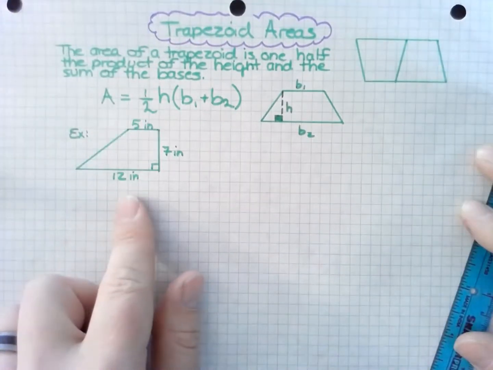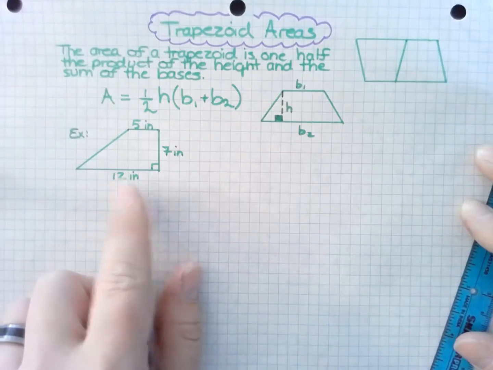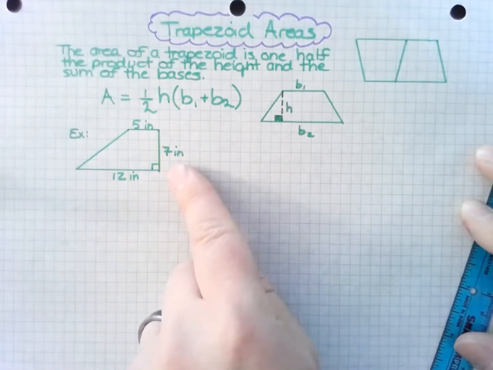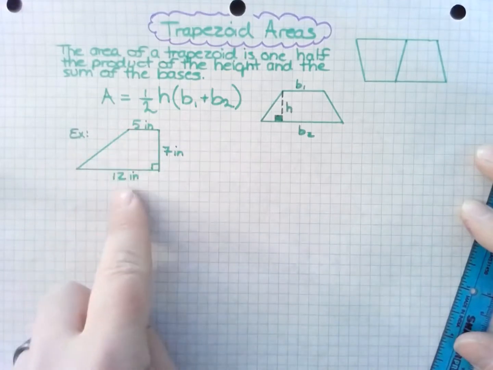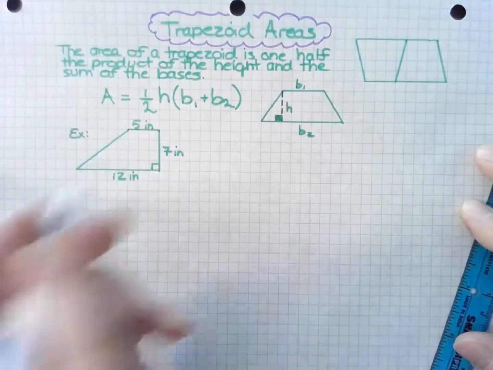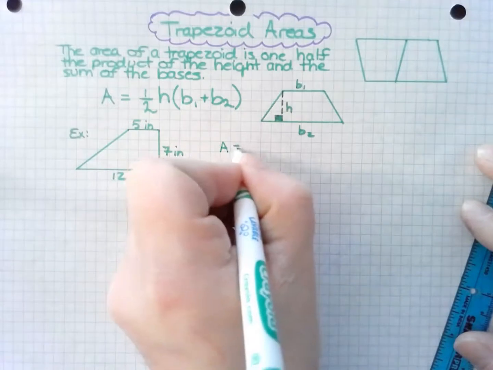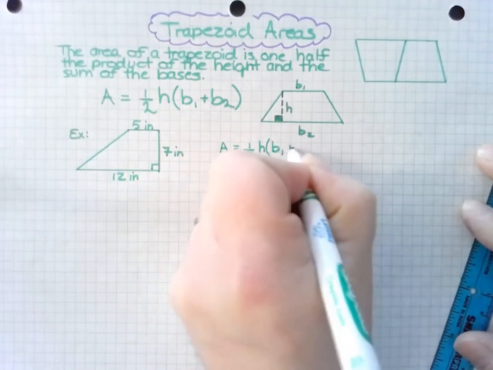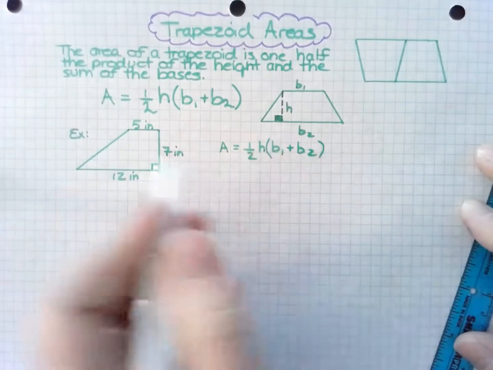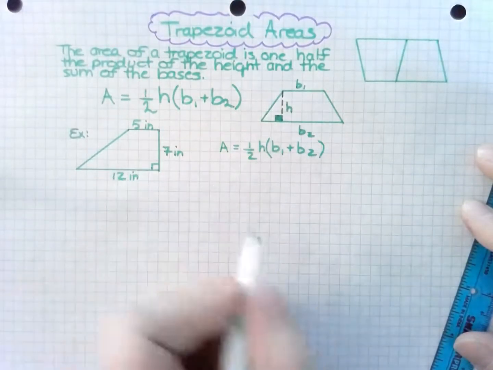For this example, we have a right trapezoid. We need to find the area. I see a height here that's vertical to the bottom base, and I see two bases that are parallel from each other. So I want to set up my equation. Area is equal to 1/2 the height times both bases added together. So I can plug in and substitute the values I know.